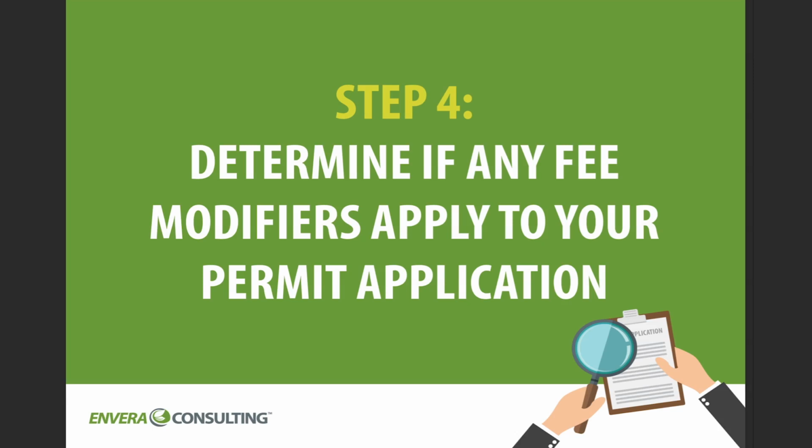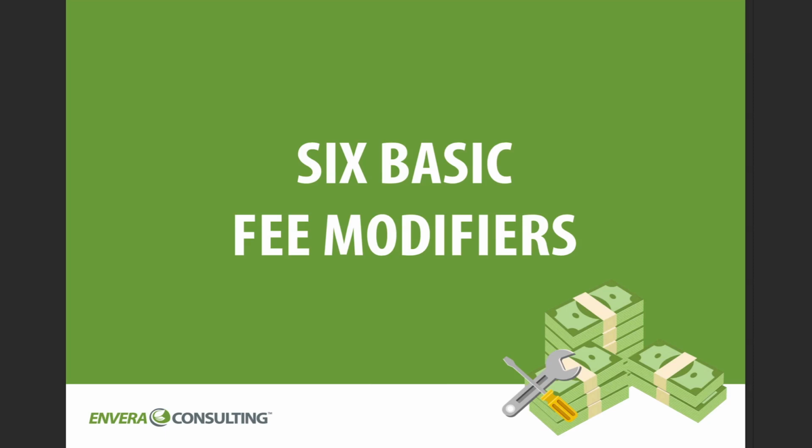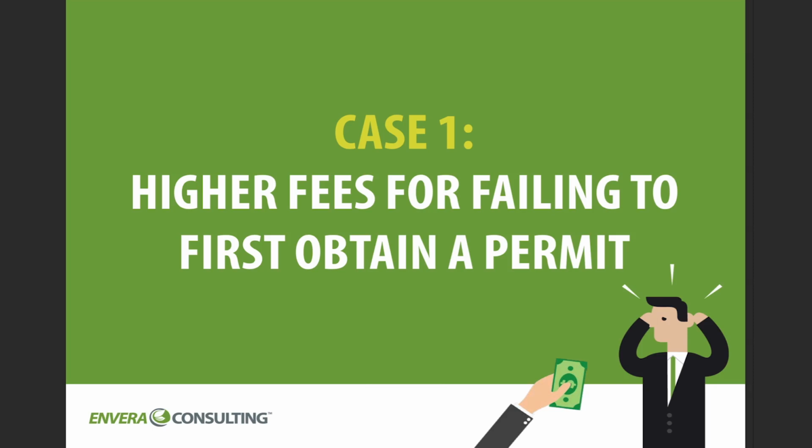So in step 4 of the process, you'll need to determine if there are any fee modifiers that apply to your permit application. The short of it is that a base fee can be modified based on a specific situation. In general, there are 6 basic fee modifiers, and we're going to talk about these 6 so that you can have a general idea of when a modifier applies and when it doesn't. There are more, but these are the 6 basic ones. And so case number 1 is a higher fee associated with failing to first obtain a permit.